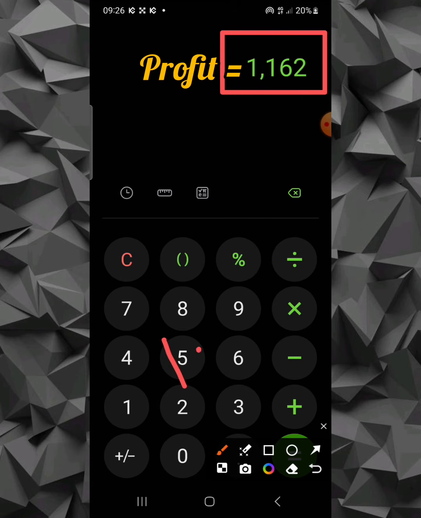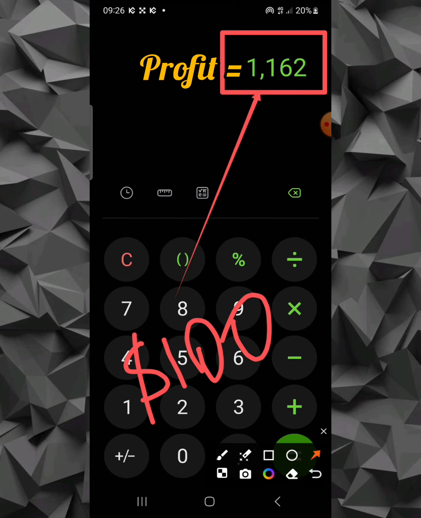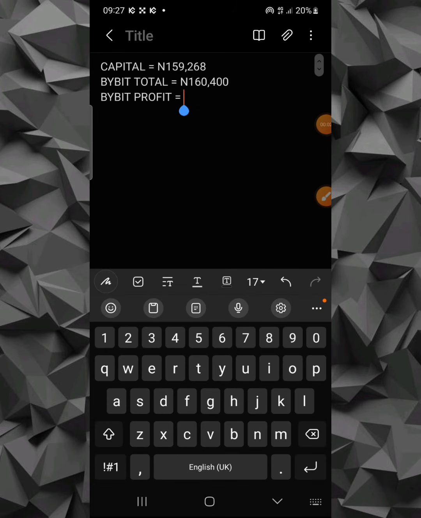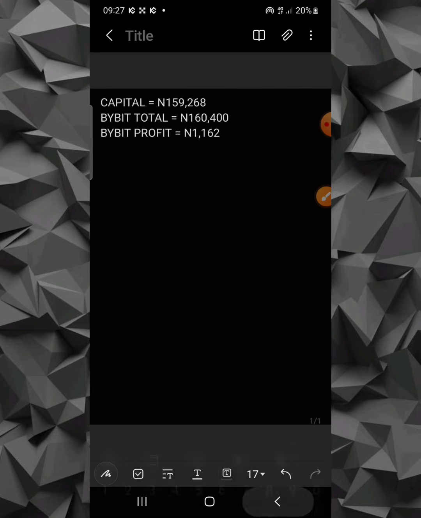So for each 100 USDT you are going to be using for this, you're going to be earning a total of 1,162 naira, okay? You just need to buy from Coincola as a merchant and move straight to ByBit and sell it directly. So the ByBit profit is 1,162 naira. Now let's go and check another exchange for this and see the amount of profit you can make.